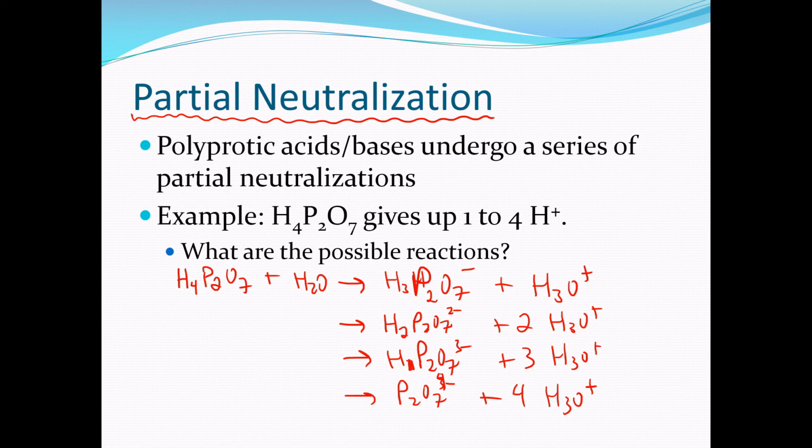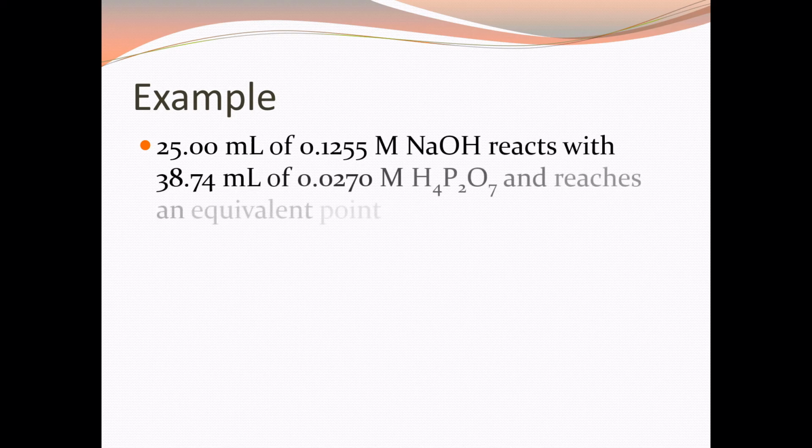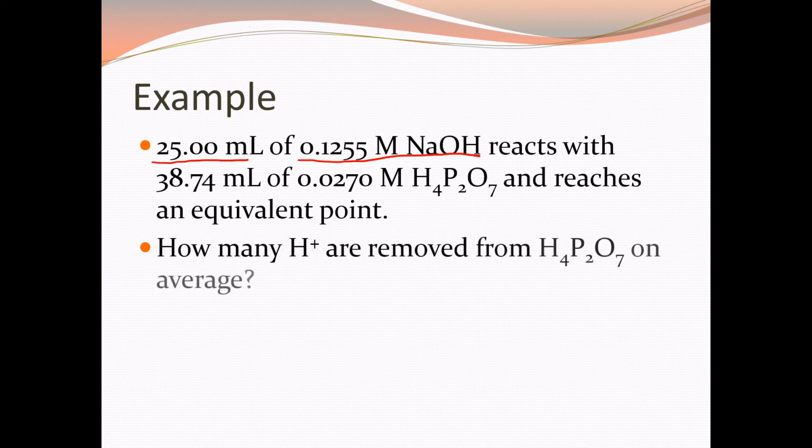How do we go about calculating what the average or more likely neutralization is going to be? Well, that's where we will do a titration. So here's an example. In this particular titration, we end up using 25 milliliters of sodium hydroxide, and it reacts with the following amount of our tetraprotic weak acid. We're asked how many hydrogens are removed on average. So what is the most likely reaction that occurs in this particular case?